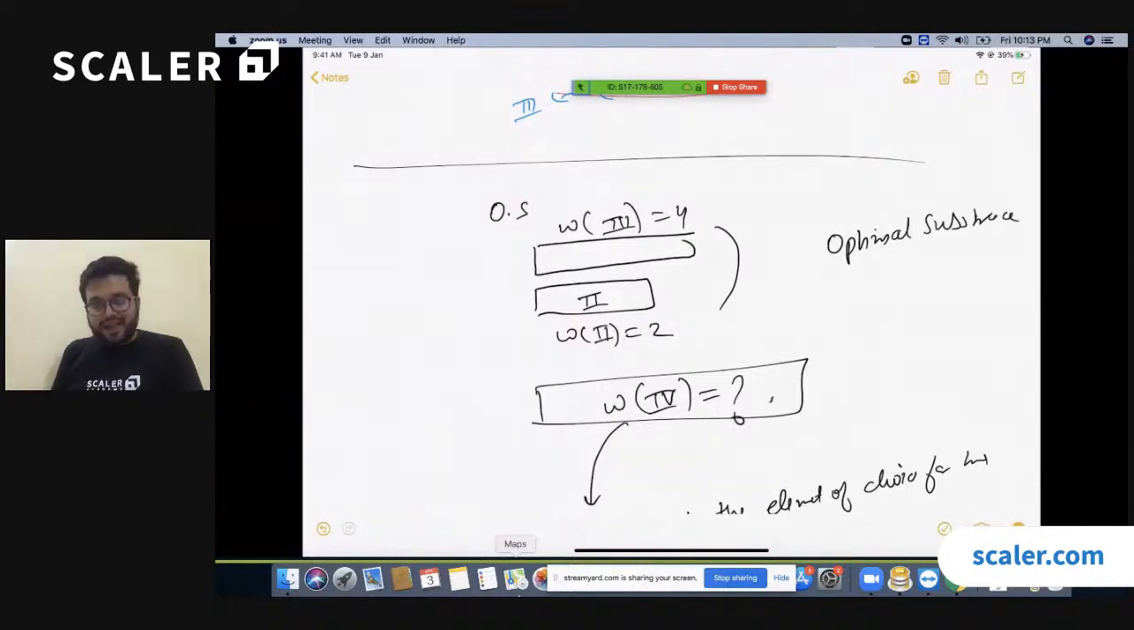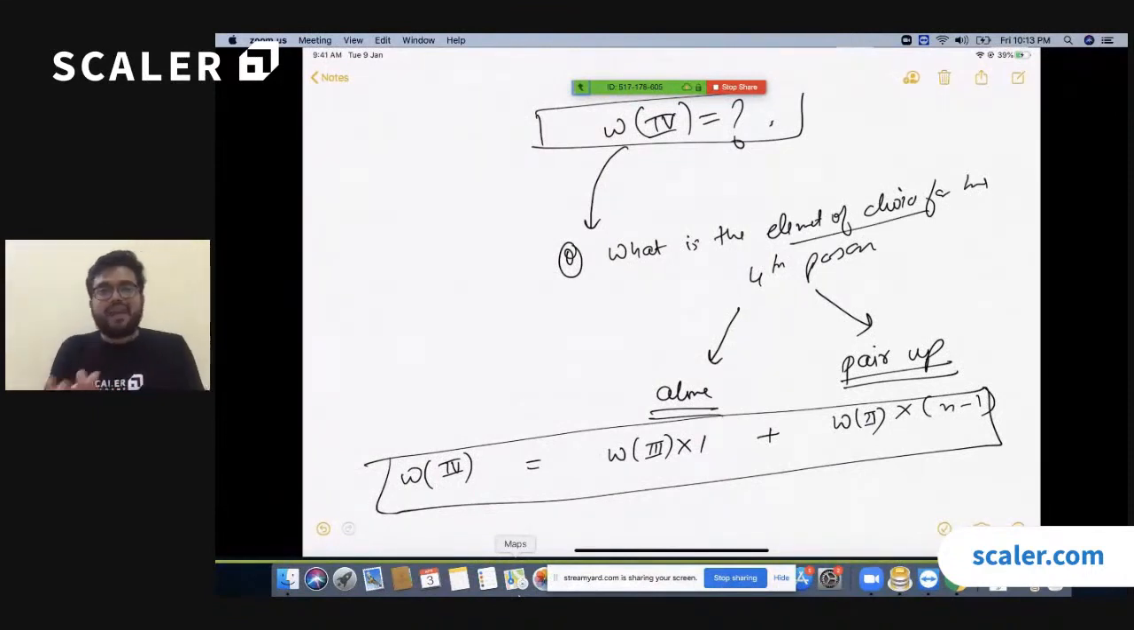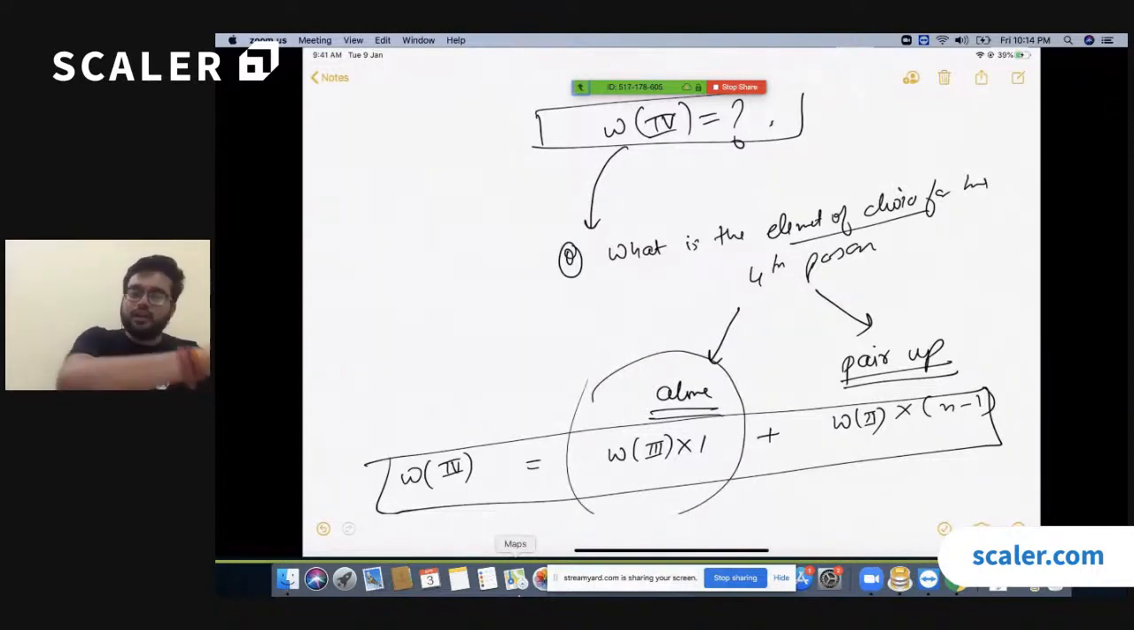So how do I prove that? I just said that for the fourth person, the element of choice is that he can either be alone in the party or can pair up with anybody else in the party. If that person chooses to remain alone in the party, that actually means that he is just joining the party, not changing any dynamics of the party.